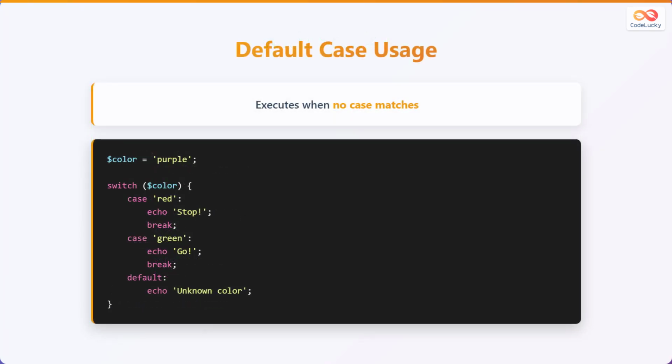The default case acts as a catch-all when none of the other cases match the variable's value. It's like the else in an if-else statement. Here, $color is set to purple. Since there's no case for purple, the default case is executed, printing unknown color.